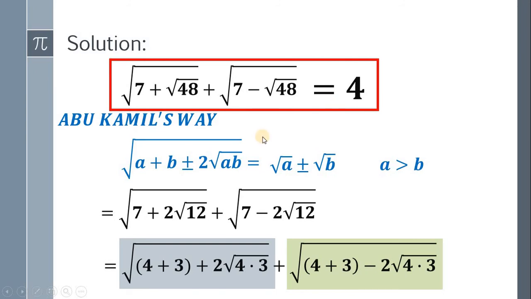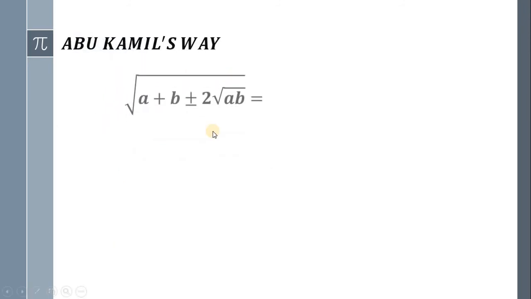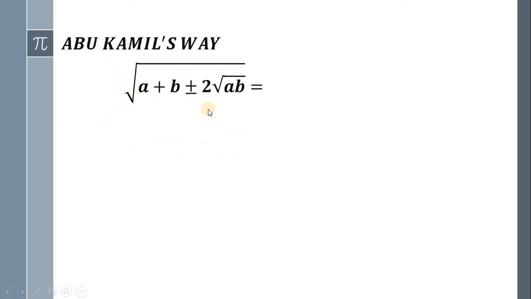At this point, I will show you a simple proof of this method. So we have Abou-Kamil's way. Here we go. Square root of a plus b plus or minus 2 square root of ab must be equal to square root of a plus or minus square root of b, provided that a must be greater than b. First question is, why do we need to follow this condition that a must be greater than b?